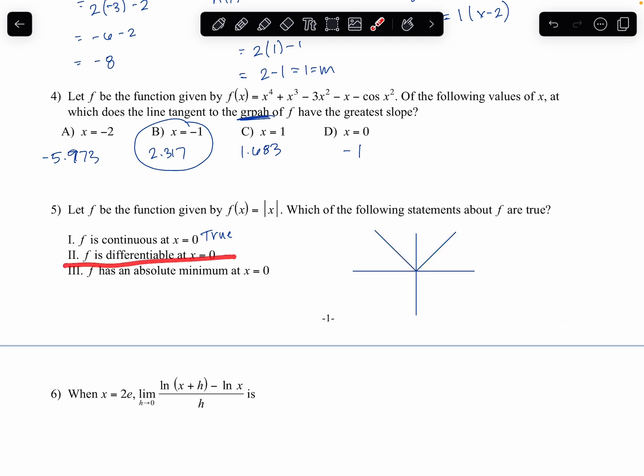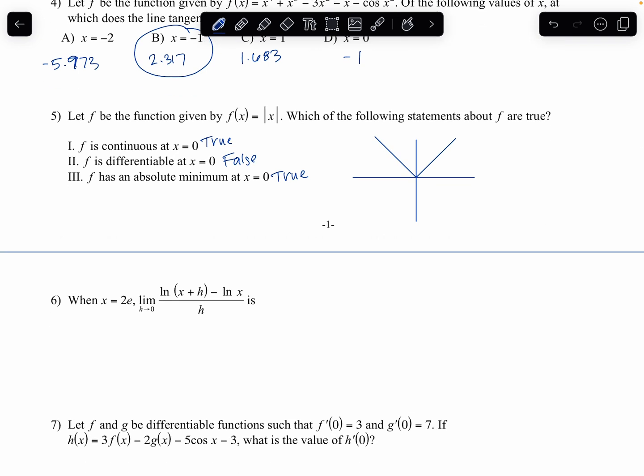F is differentiable at x equals 0. That is false. There is a corner here, as the slope from the left is not equal to the slope from the right. F has an absolute minimum at x equals 0. That is also true. Okay.